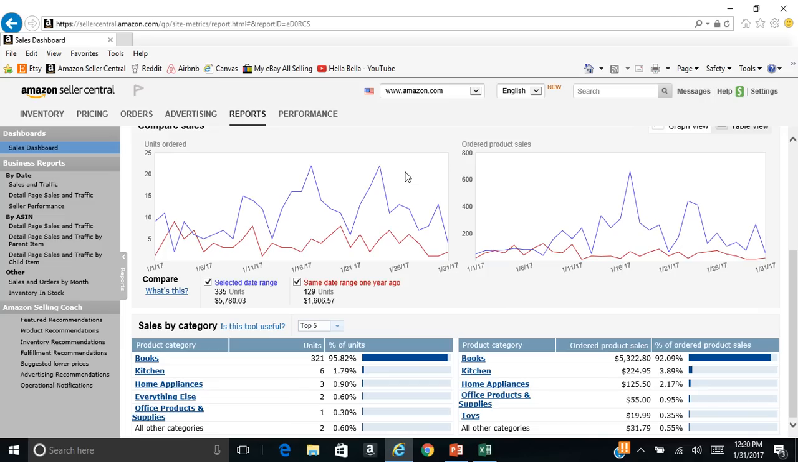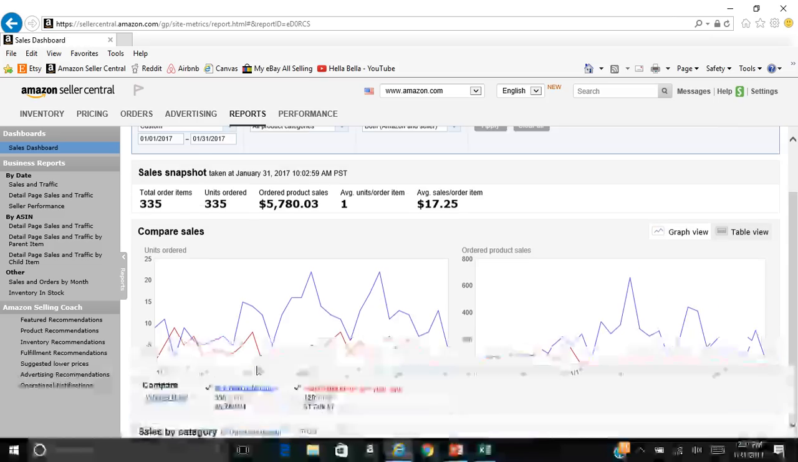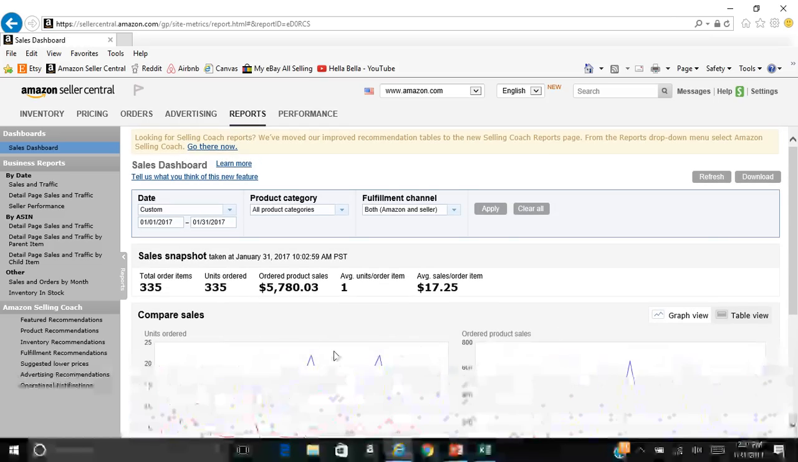And as you can see, my primary source of income is books. Out of those units that I sold, 321 of them, 95% is the number that I give people most often when they ask, "How much of your income comes from books?" A small percentage came from kitchen and home and everything else. But yeah, my primary source of income is just books, FBA.